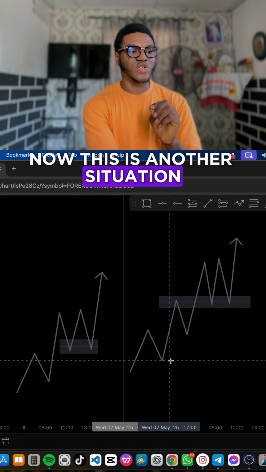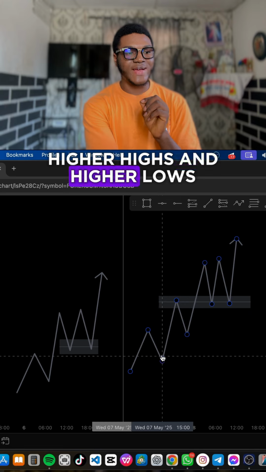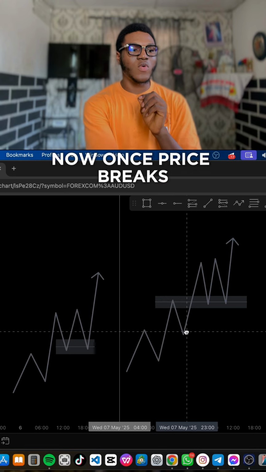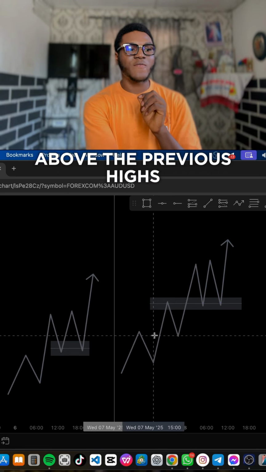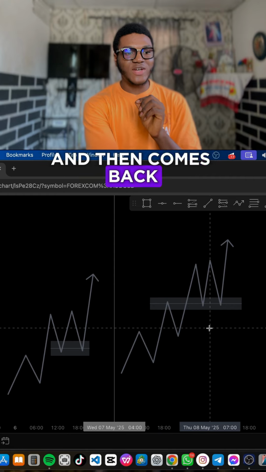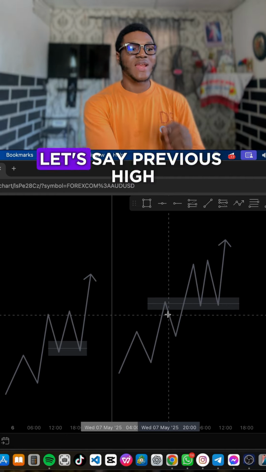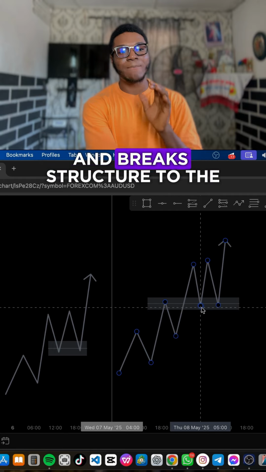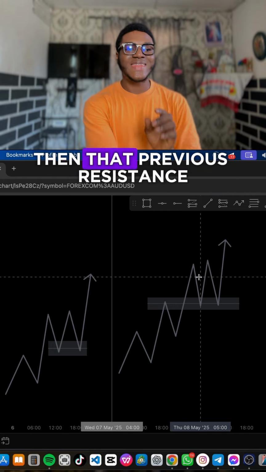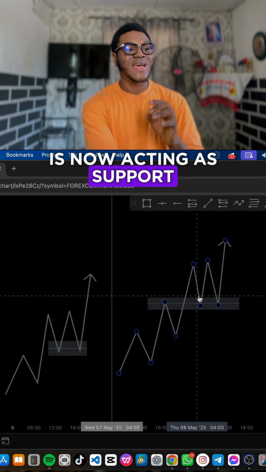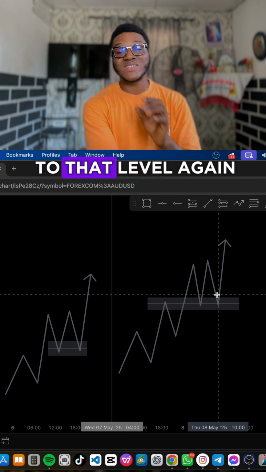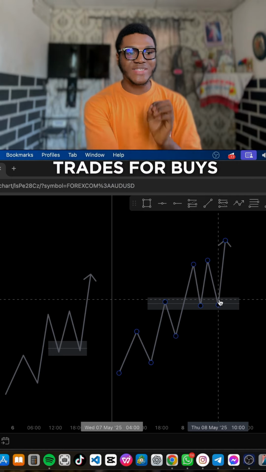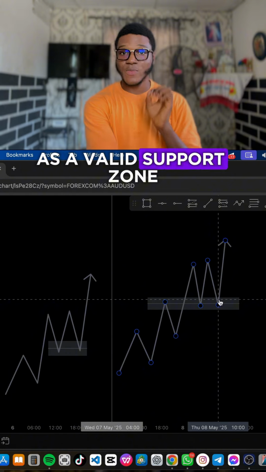Now this is another situation here. We have price forming higher highs and higher lows, higher highs and higher lows. Now once price breaks above the previous highs and then comes back to mitigate that previous high, so let's say previous highs was forming resistance before. Now that price has come back to mitigate it and breaks to the upside once more, then that previous resistance is now acting as support. And once that is the case, when price comes back to that level again, you can actually enter trades for buys as a valid support zone.